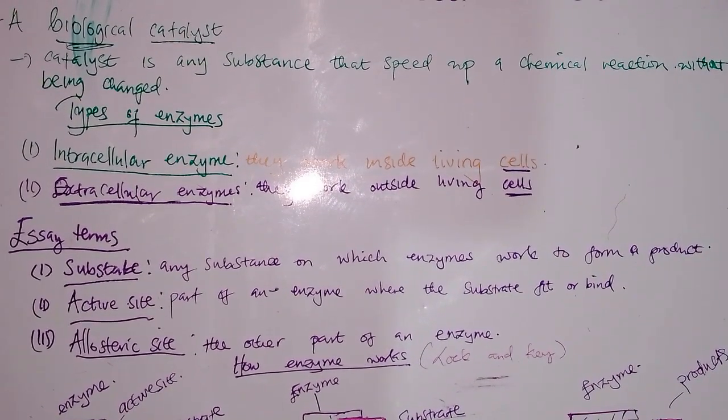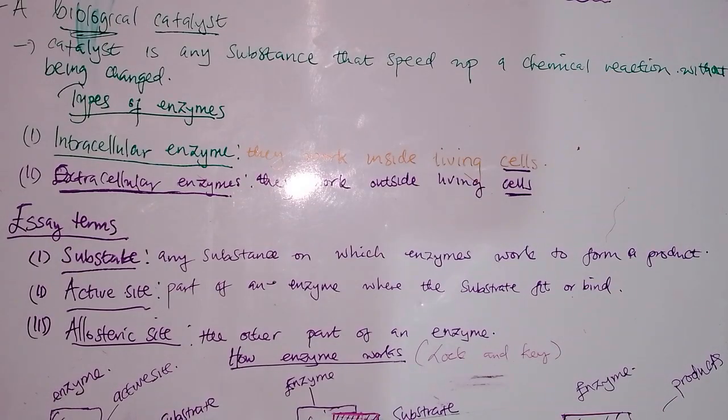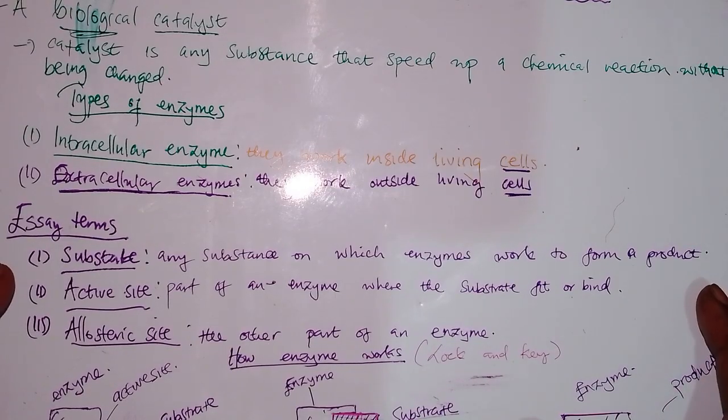So in today's class, we are going to be looking at the characteristics of enzymes. We are going to also look at the factors that affect the rate of enzymes, and finally we are going to discuss how you can name enzymes which are found in living organisms, and the uses of enzymes, which will conclude our topic for today. So to begin, we are going to start by looking at the characteristics of enzymes.